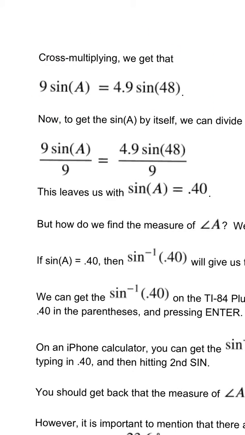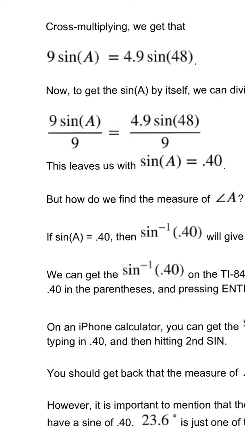And now we want to get the sine of A by itself. So what we could do is divide by the constant being multiplied by the sine of A, which is just the 9. So in this step right here, I'm just dividing both sides of the equation by 9. And what that's going to do is leave us with the sine of A equals roughly 0.40. So at this point, you might be wondering, how do we actually figure out the measure of angle A if we know that the sine of A is equal to 0.40?